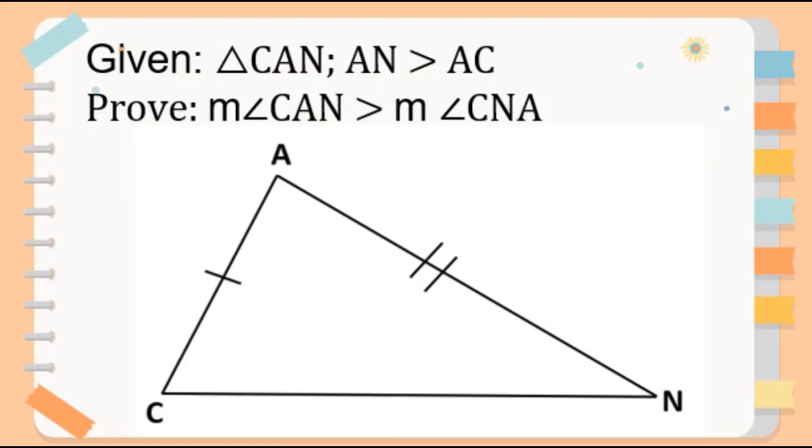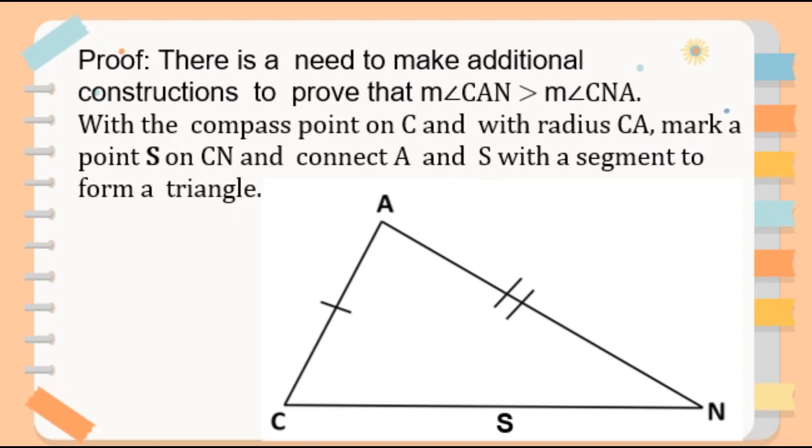Alright? Second example, given triangle CAN. AN is greater than AC. Prove that measure of angle CAN is greater than measure of angle CNA. Proof: there is a need to make additional constructions to prove that measure of angle CAN is greater than measure of angle CNA. With a compass point on C and with the radius CA, mark a point S on CN and connect A and S with a segment to form a triangle.